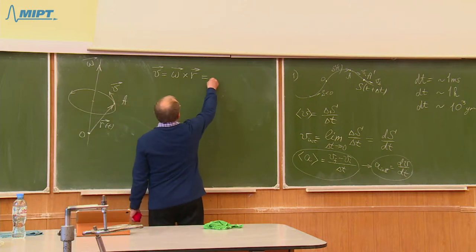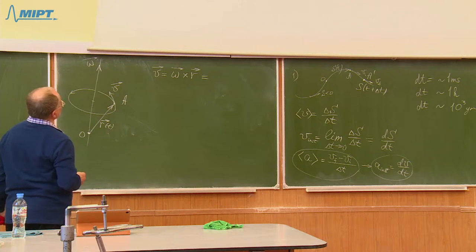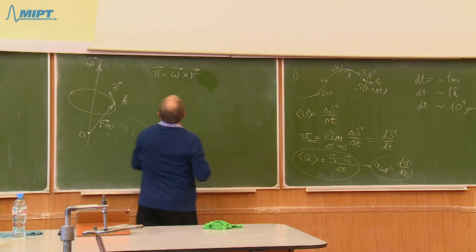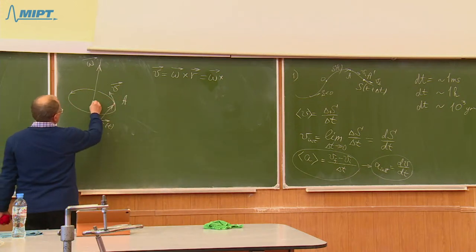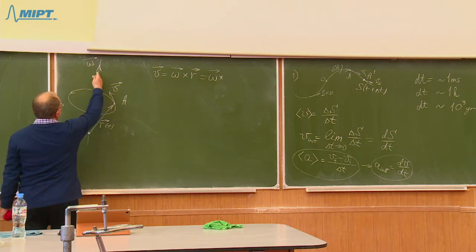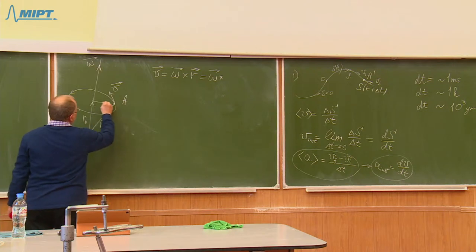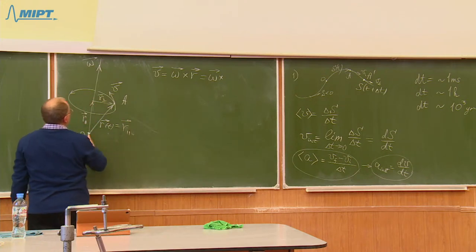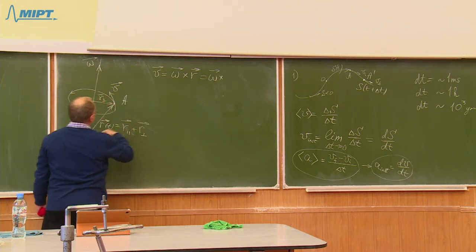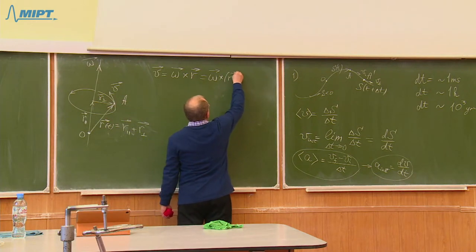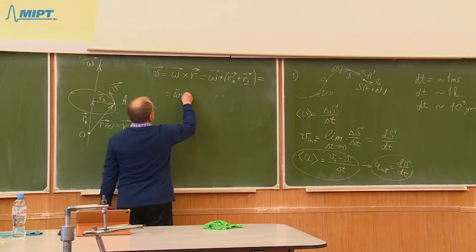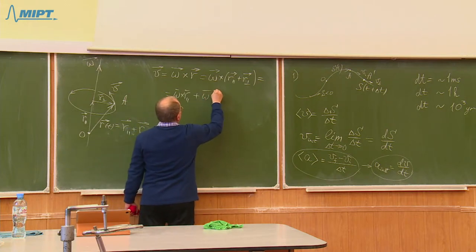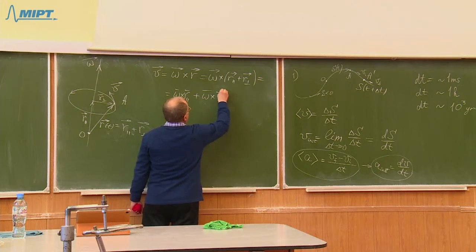And in order to find the magnitude, I will put it in this way: omega times vector r, where vector r is represented as the sum of a component parallel to the axis and another component perpendicular to the axis of rotation. If I put it like this, parallel plus perpendicular component, and open these brackets, I obtain omega times r parallel plus omega times r perpendicular.